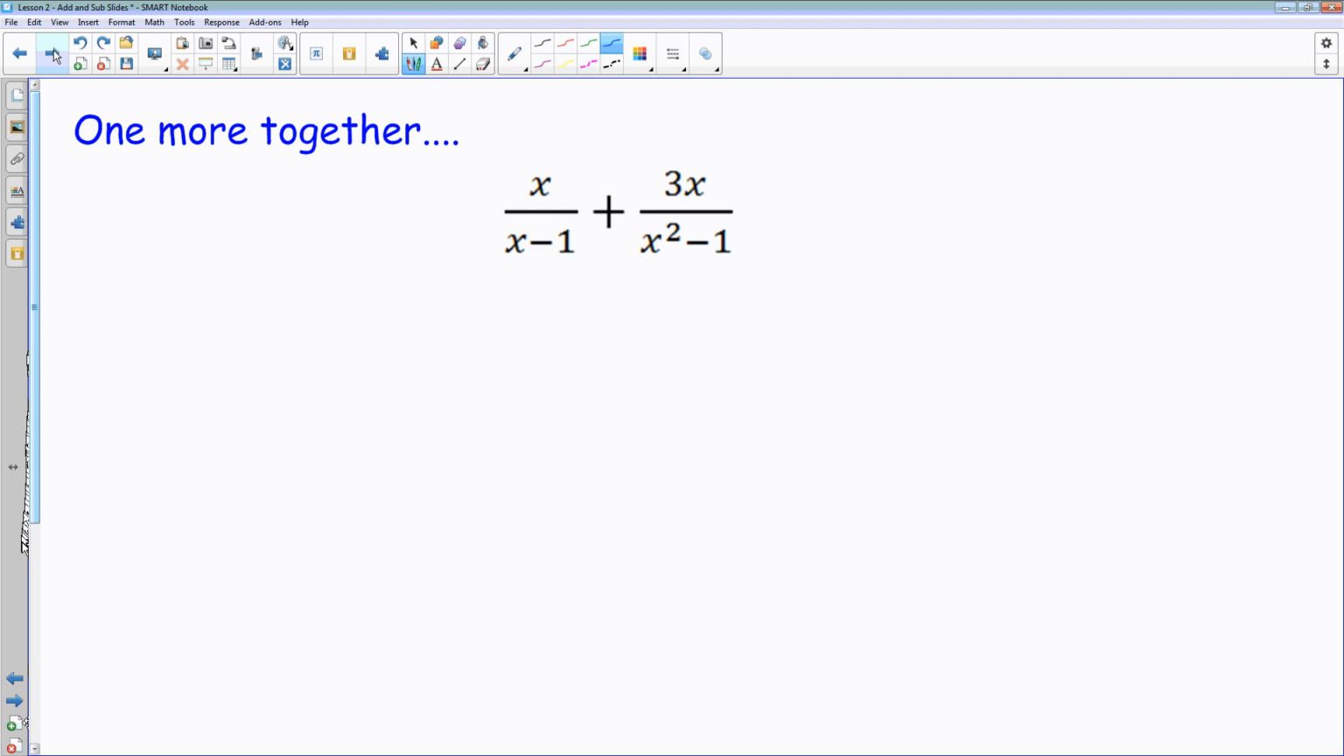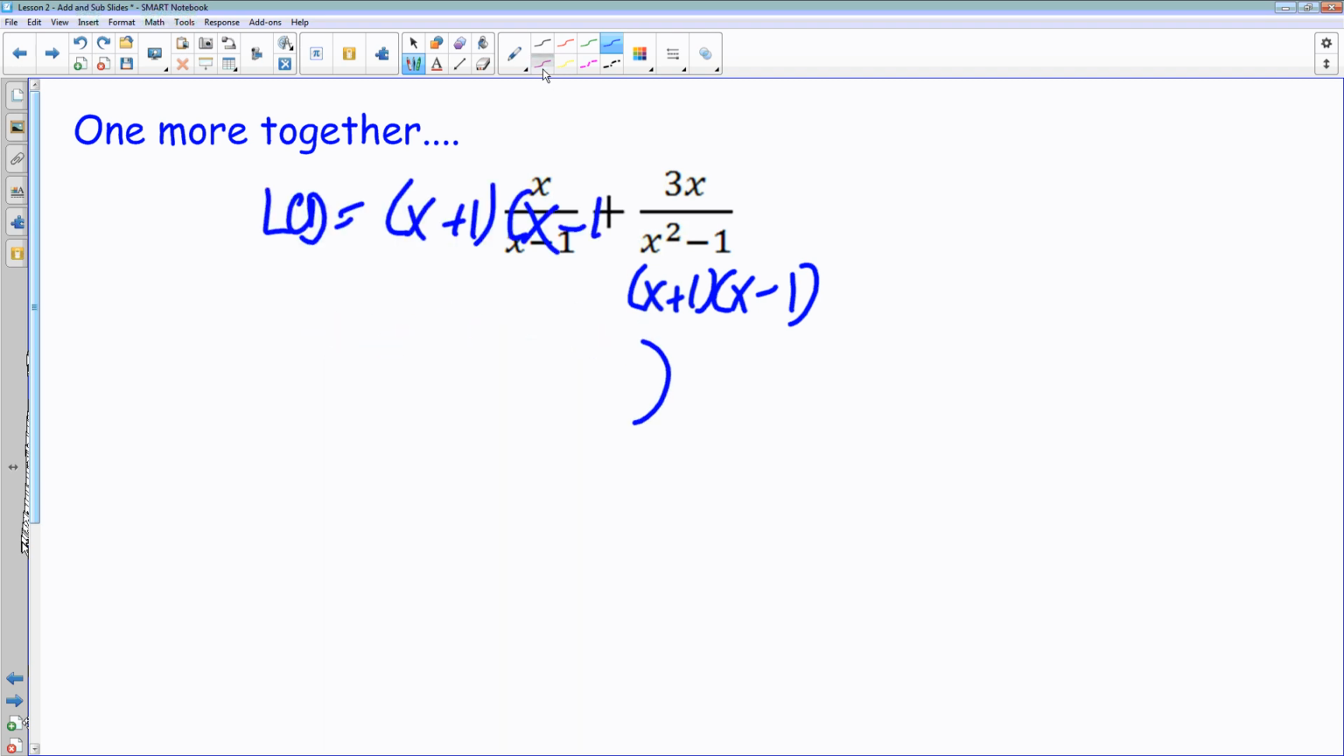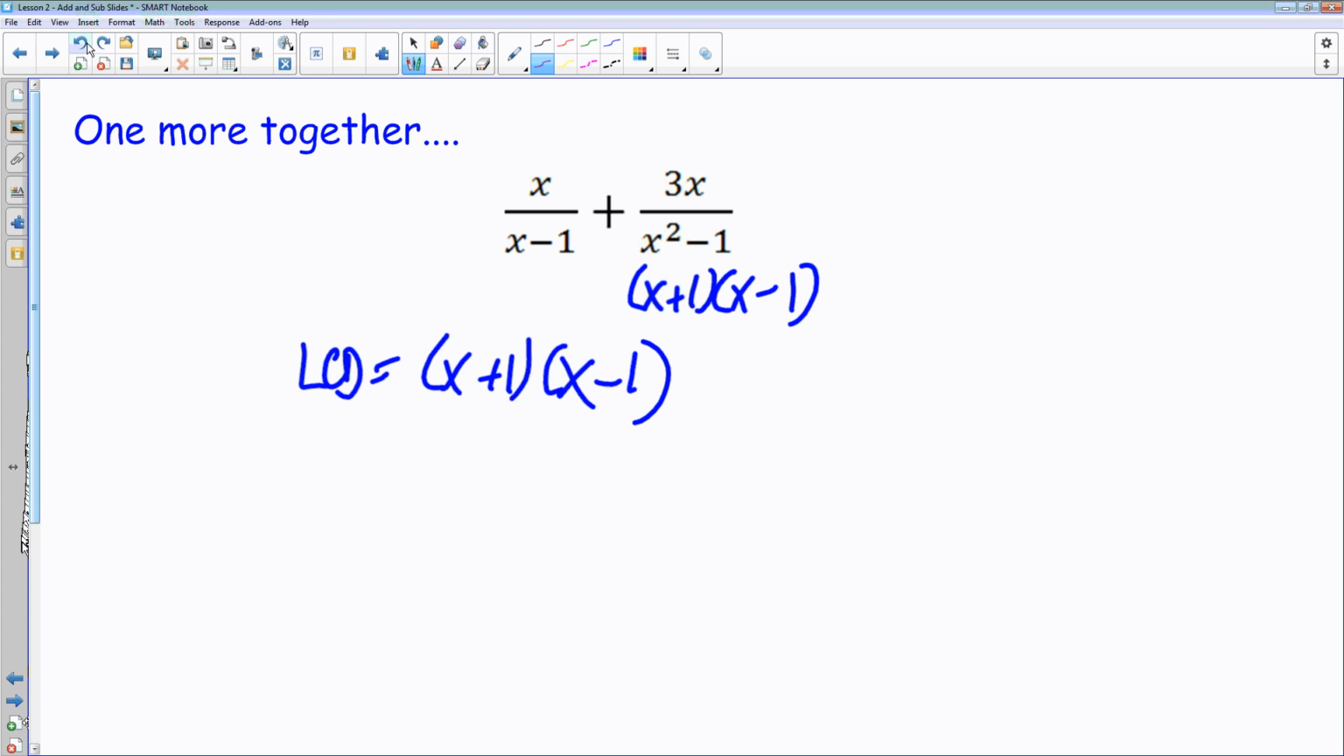Okay, so for my next one, let's make sure we factor our denominators. My denominator, my second fraction, is a difference of squares. So my LCD, combination of all my possible factors, it's going to be x plus 1 and x minus 1. So my first fraction is missing the x plus 1. So that's what I'm going to multiply my numerator and my denominator by. So my first fraction becomes x squared plus x over the LCD.